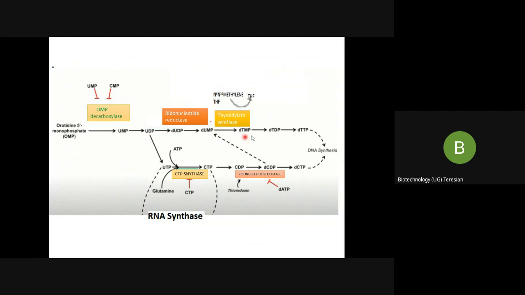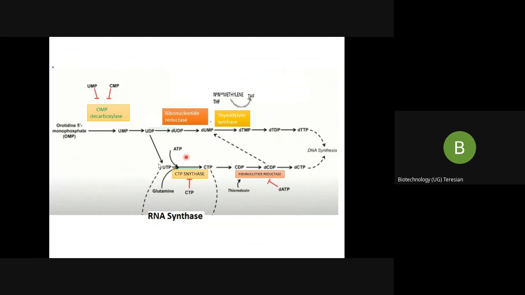So the dTMP is then converted to dTDP and dTTP, that is deoxythymidine triphosphate, which then proceeds into the DNA formation in the presence of the enzyme DNA synthase. So, this is the main step in the DNA synthesis.